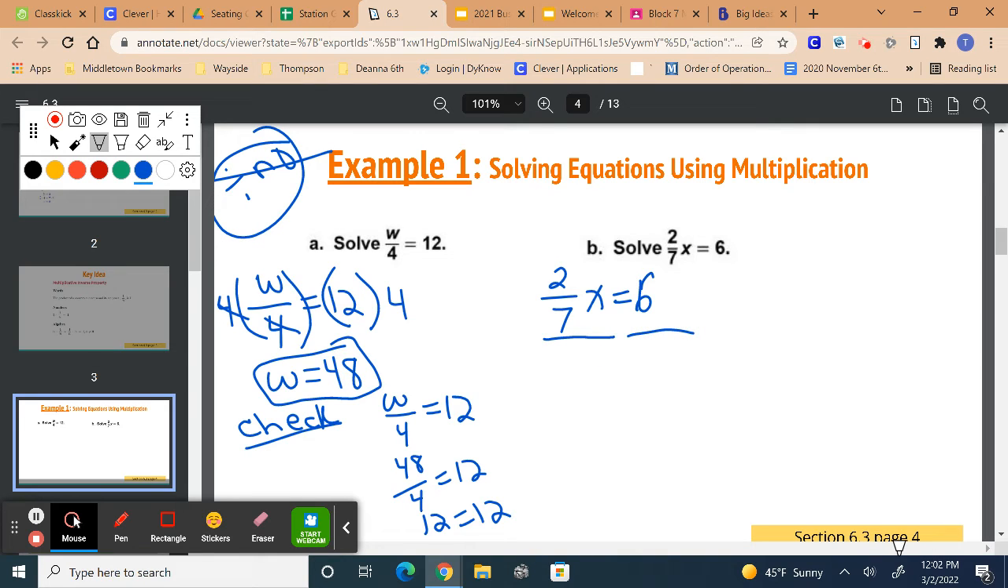Does everyone understand that? What are we dividing by to both sides? Remember, you want your variable to be alone. 2/7. Very good. Okay. I need you to really think about this because technically you should be able to multiply this. Are you ready? You are doing 2/7 divided by 2/7. Peter.